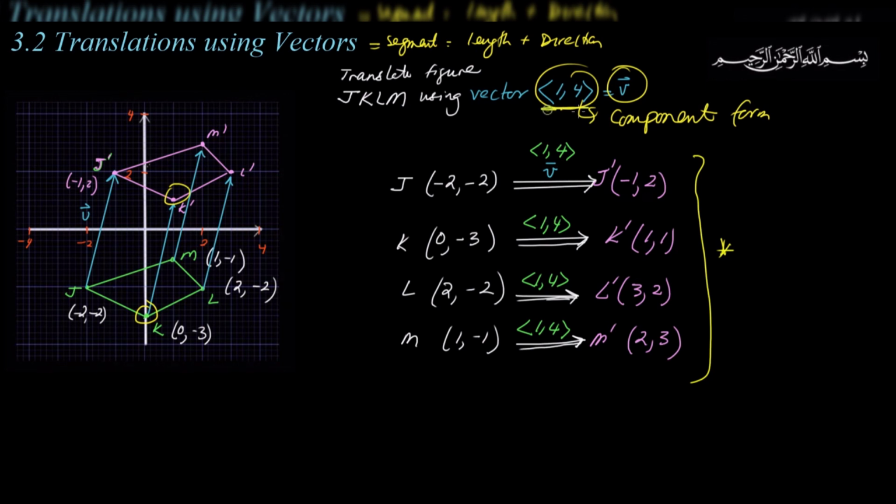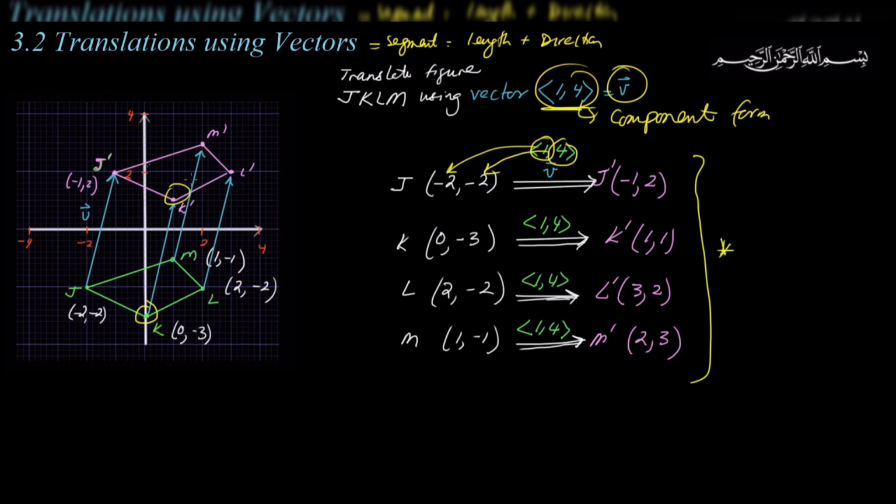The component form here is not an ordered pair per se. It tells you where the tip of the vector ends. So it's a representation of the vector if you were to pin the vector in the Cartesian plane. And you can use vectors to translate figures. You simply take the endpoints of the figures and apply the vector to each. That is, you add the x component to the x value, and you add the y component to the y value to get the image from the pre-image.